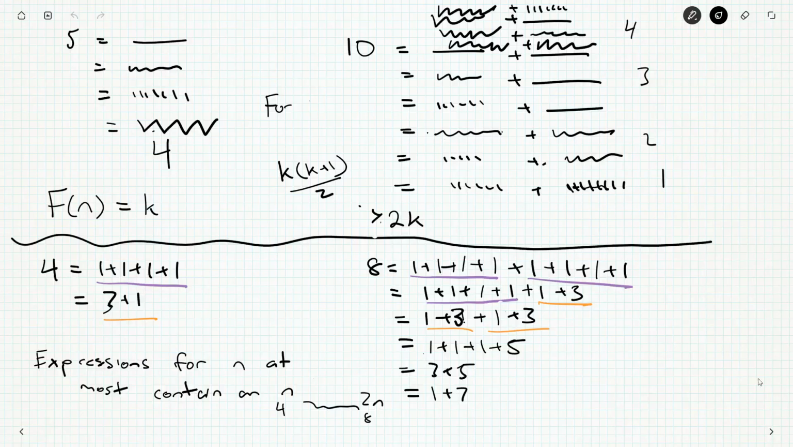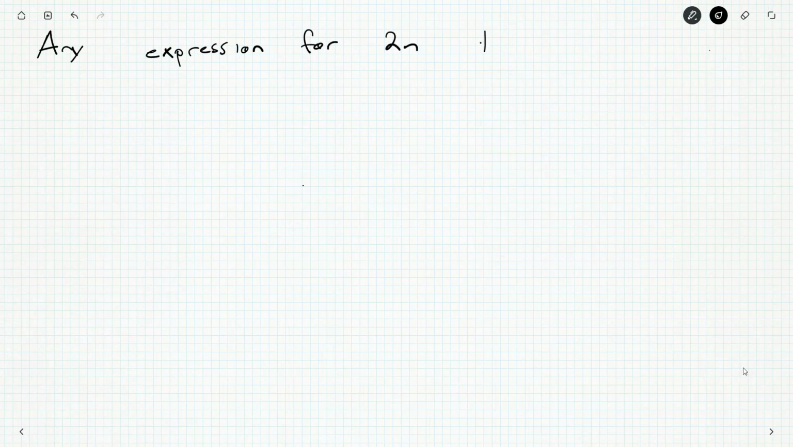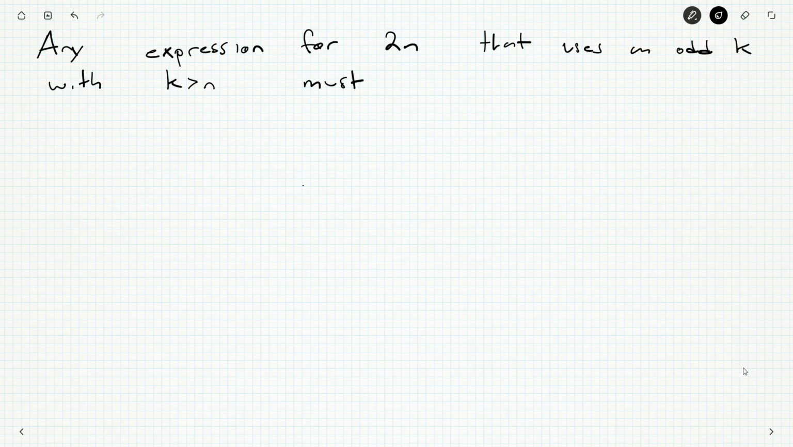I'm betting it'll probably have to be an odd-even sort of thing. Now, I mentioned before different... So any expression for 2n that uses an odd number k with k greater than n must not have come from my sums involving n. Right?